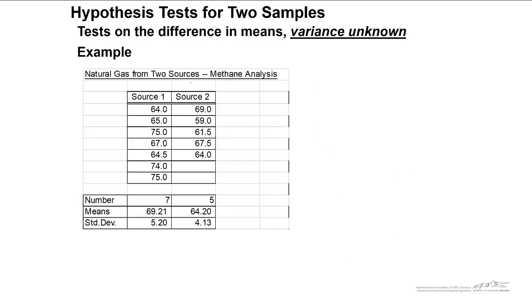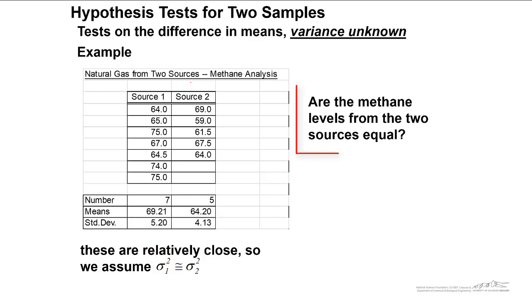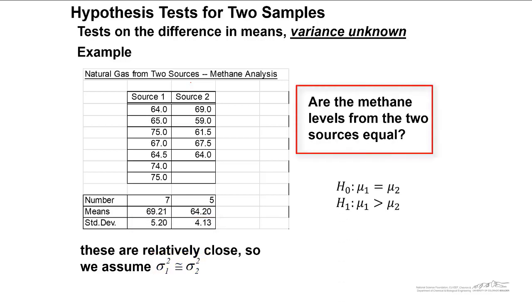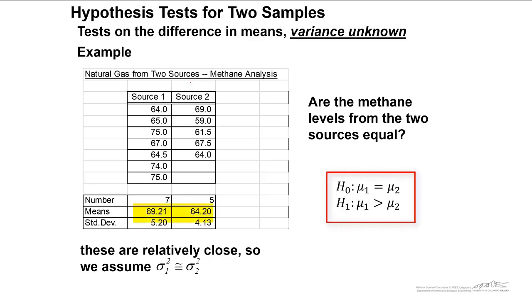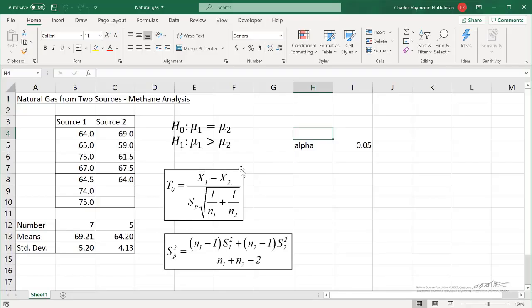Here we have natural gas from 2 sources. Obviously we have different sample sizes. We have 7 versus 5. And we can also look at the sample standard deviations. Now for now, without knowing how to do the F test, we're just going to make a quantitative judgment. These are relatively close, so we're going to assume that the 2 populations have the same variance. And we want to know, are the methane levels from the 2 sources equal? Our sample data is suggesting that source 1 is greater than source 2, and so we're going to perform an upper-tailed test. Let's go ahead and do this in Excel.